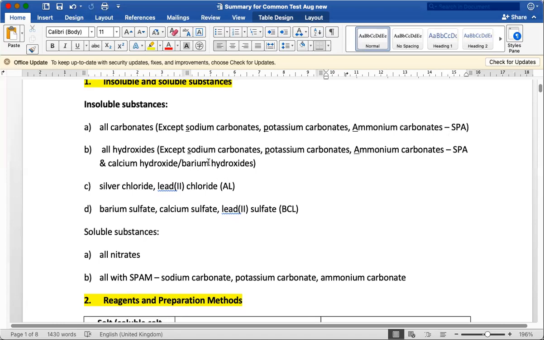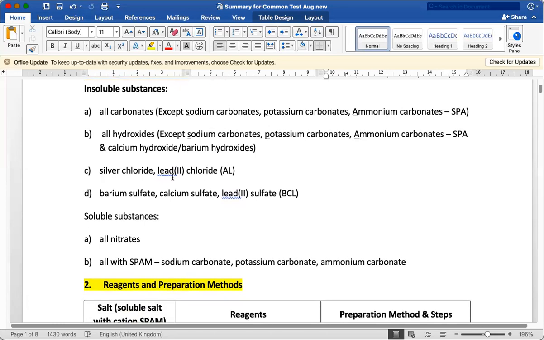Hydroxide will be very similar. All hydroxides are insoluble except SPA and two more, calcium and barium hydroxide. They are actually sparingly soluble, but in writing the state symbol, you can just simply write them as aqueous. They are more towards the aqueous side, although they are not as soluble as the group 1 hydroxides are.